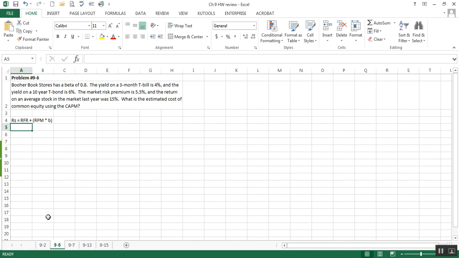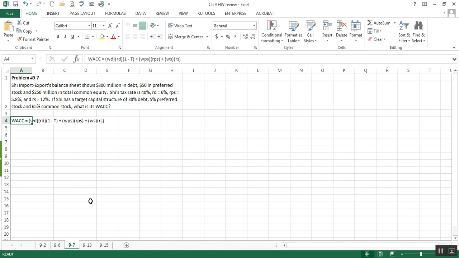Well, you'll remember that the formula for the estimated cost of common equity is the risk-free rate plus the market risk premium times beta. In this situation, the risk-free rate is equivalent to the yield on the 10-year T-bond. Therefore, it would be 0.06 plus 0.055, which is the 5.5% risk premium, times the beta of 0.8. I'm sorry, that's a plus, not times there. So, as a percent, our cost of common equity is 10.4%.